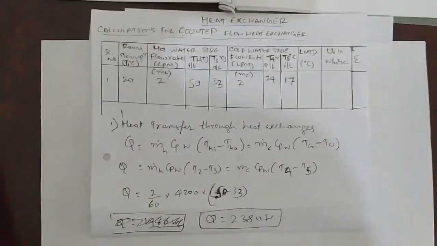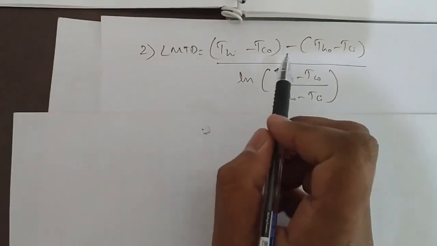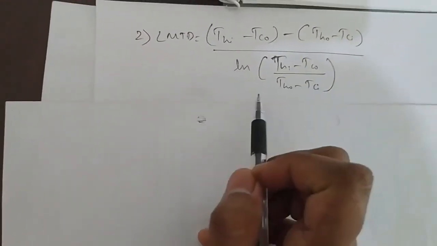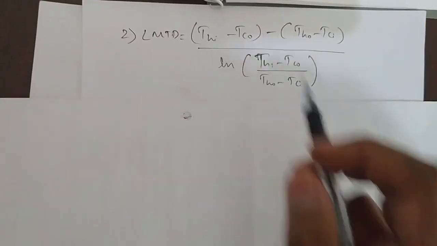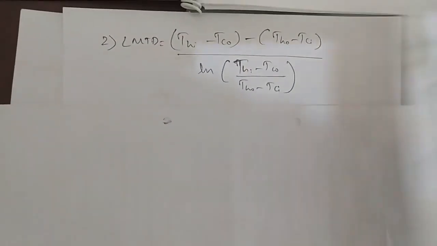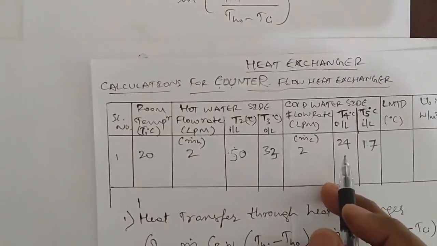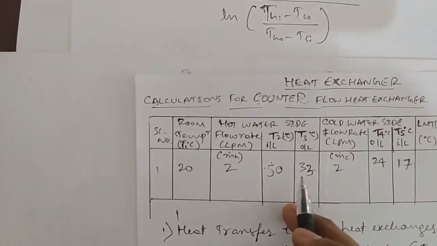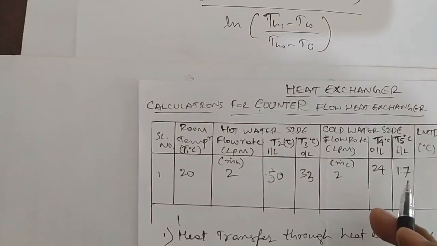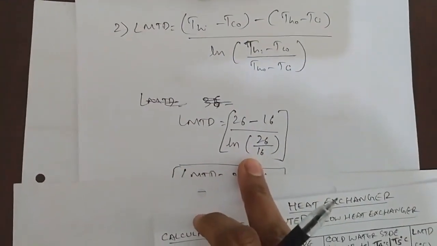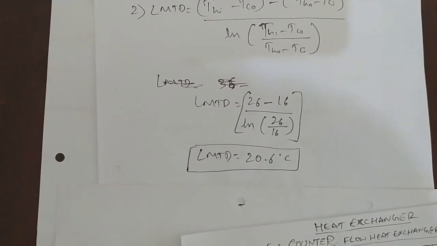After calculating the rate of heat transfer, the next is the LMTD, logarithmic mean temperature difference. Here the terms will change: Thi minus Tc0, and Th0 minus Tci, and natural log of the ratio of these two terms. Substituting the values, Thi is 50 minus Tc0 is 24, so 50 minus 24 is 26, and Th0 33 minus cold water inlet Tci 17, that is 16. Finally I obtained LMTD as 20.6 degrees centigrade.